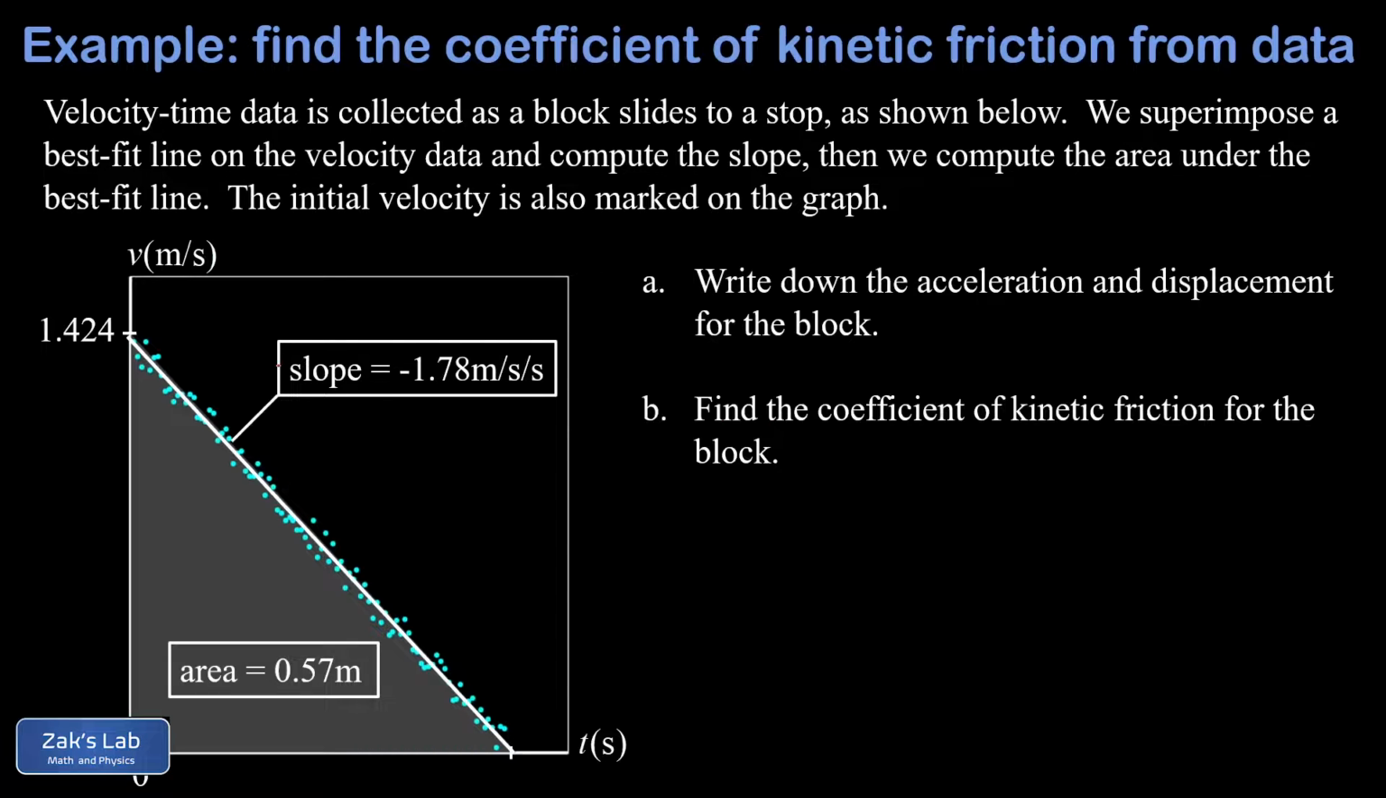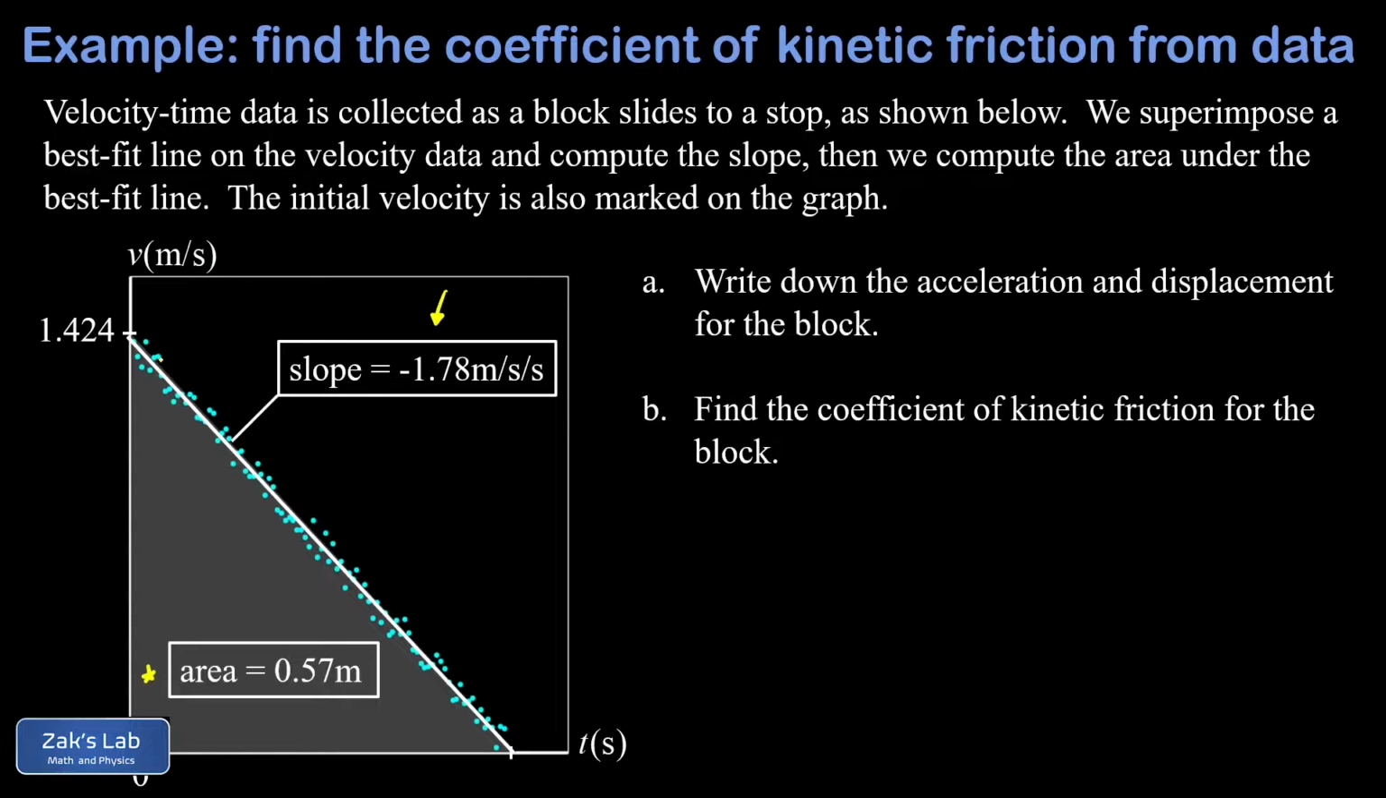to a stop. So we collect the data, and that's all the little cyan dots in this graph. And then we use our software to compute a best fit line to this data, and it just automatically spits out a slope for this best fit line. And that's given right here as negative 1.78 meters per second, which is the same thing as meters per second squared. We also use the software to get the area under this best fit line, and that turns out to be 0.57 meters. And we've also marked on the graph the initial velocity of 1.424 meters per second.